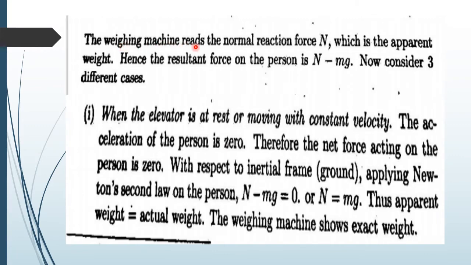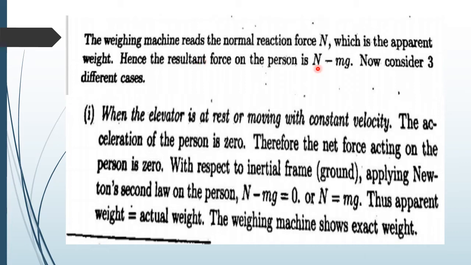Now the weighing machine reads the normal reaction force N, which is the apparent weight. What is measured by the weighing machine is N, the normal reaction force. Hence, the resultant force on the turtle or the person is N minus mg. This is the net force on the person. N is the upward force and mg is the downward force. N minus mg is the resultant force, which will be the net force on the person or the turtle standing in the elevator.